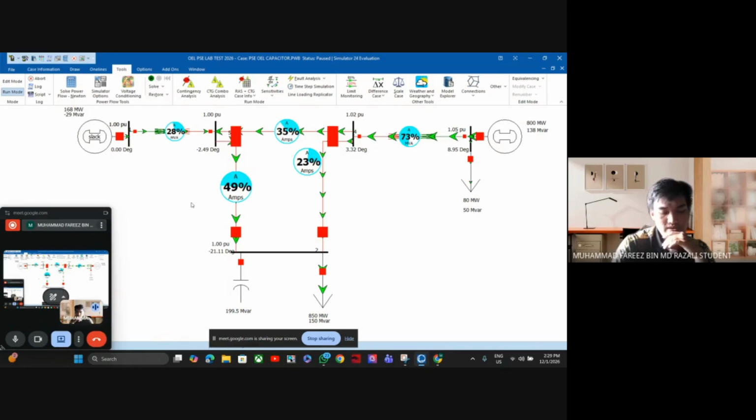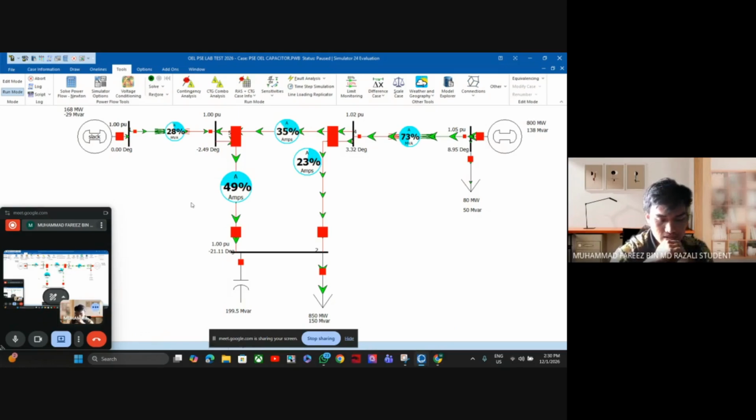For the performance comparison, we can see that the shunt capacitor effectively compensates the reactive power, and line loading is also reduced, which improves system security. Voltage levels are maintained within acceptable limits, and overall system efficiency is improved.